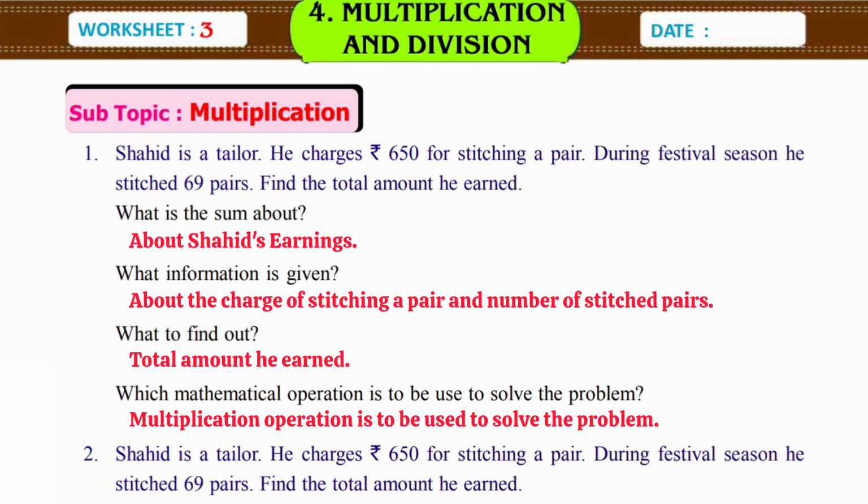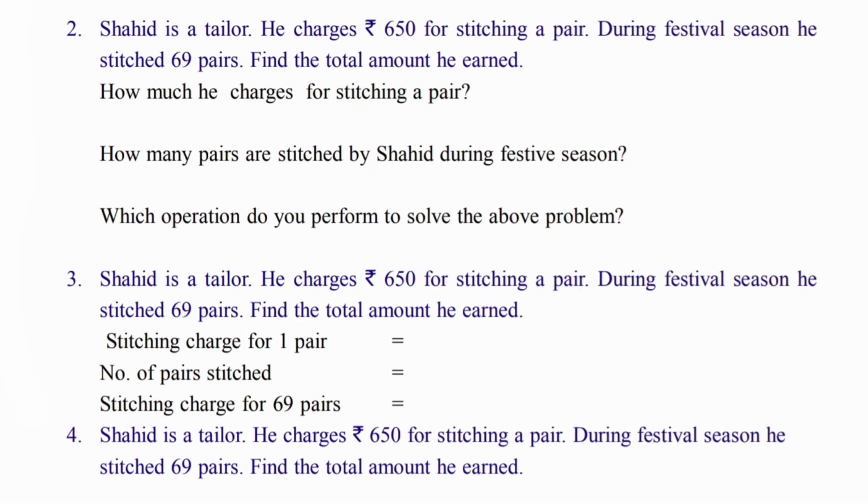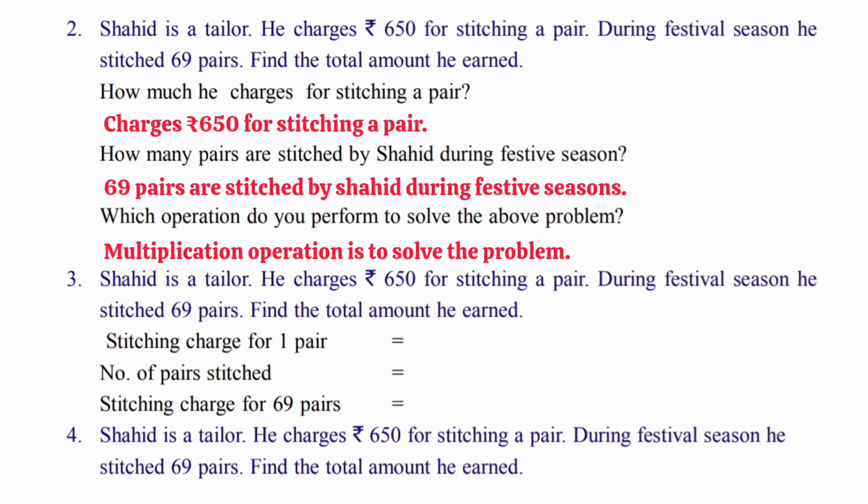Let's see the next question, which is, which mathematical operation is to be used to solve the problem? So answer is multiplication operation is to be used to solve the problem. Got it, guys? Let's move on to the second question. Here also same question, but sub questions asked differently. How much he charged for stitching a pair? So he charged rupees 650 for stitching a pair. How many pairs are stitched by Shahid during festive season?